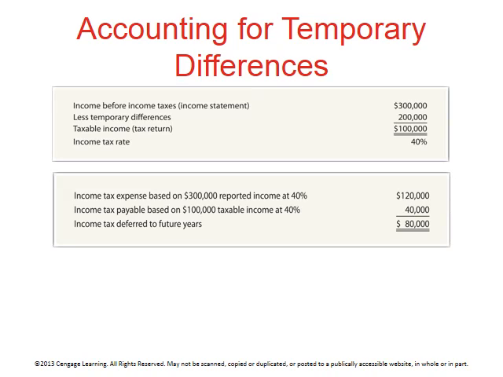So over time, we're going to pay that $80,000 eventually. Just not this year. It's deferred to future years. So our tax liability is $40,000 instead of $120,000. But that $80,000 at some point we're going to have to pay it. That's why it's called a temporary difference.